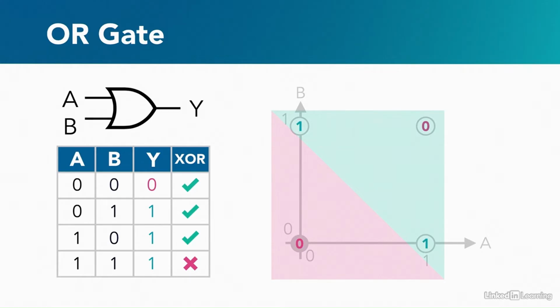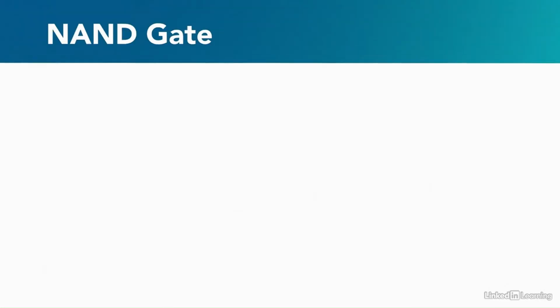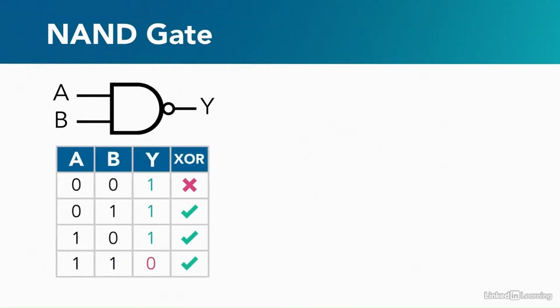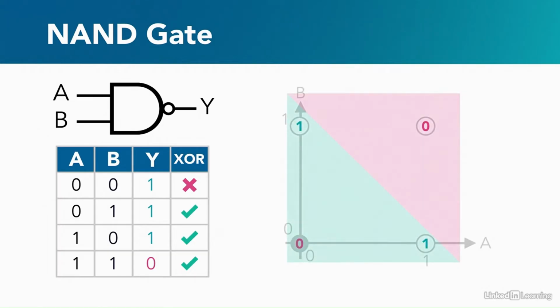The top right point should be 0, but the OR gate would classify it as 1. What about a NAND gate? This one gets the last 3 XOR cases right. If we used a NAND gate to classify the XOR cases, we would misclassify the bottom left point.